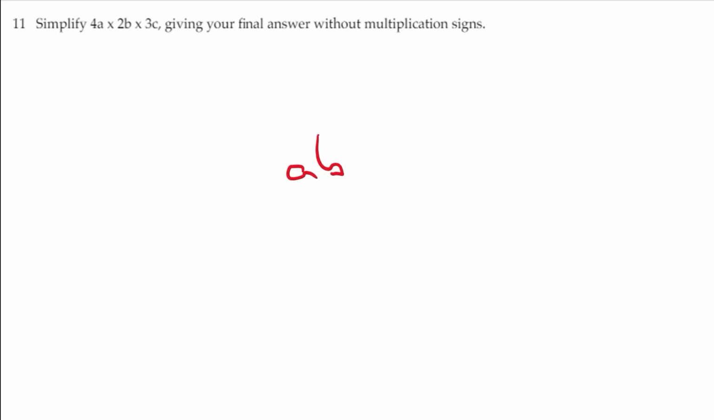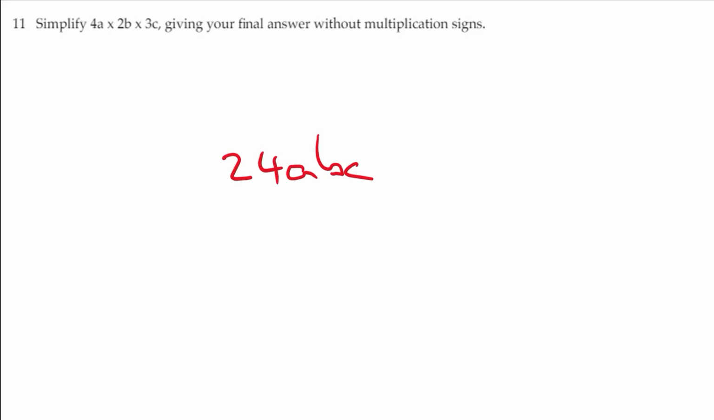A, B, C. The numbers we can't just put together because that would give us 423 if we just put the numbers together, right? We have to still multiply the numbers. We have to go 2 times 4 is 8 and 3 8s are 24, and that is the number we put in front of our letters.